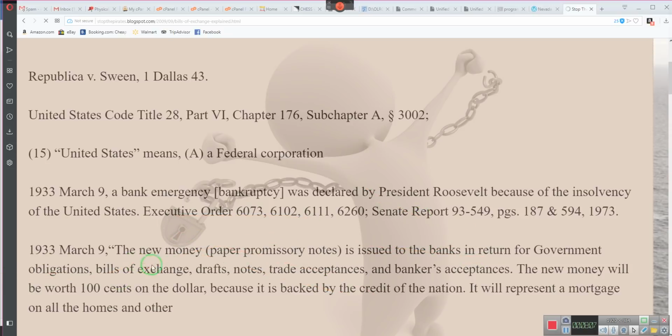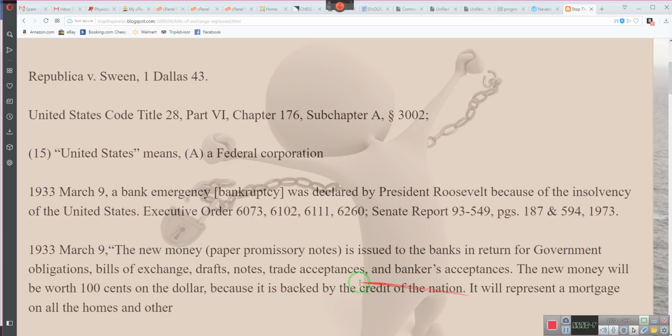On March 9th, the new money, paper promissory notes. Okay, well, there's another new money, and it's dollar bills. Is issued to the banks in return for government obligations. Government obligations, pay attention. Bills of exchange in return for government obligation. Bills of exchange, not government bills of exchange, but bills of exchange, drafts, notes, trade acceptances, and bankers' acceptances. The new money, credit, not promissory notes, credit, will be worth 100 cents on a dollar because it is backed by the credit of the nation.